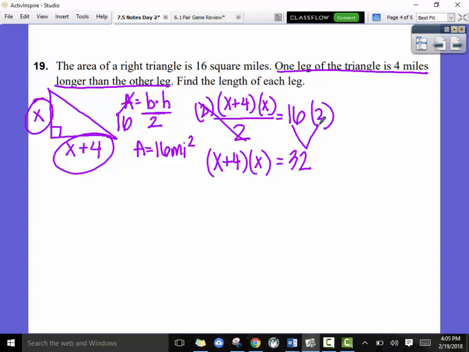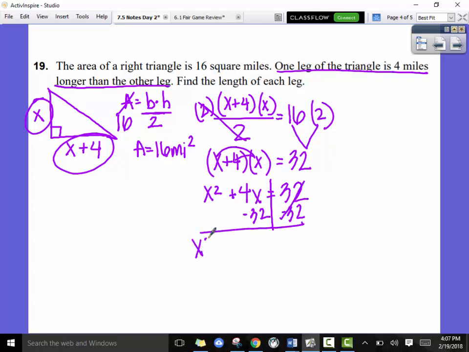Okay, and this kind of looks like something in standard form. If first I go ahead and distribute this, I'll get x squared plus 4x equals 32. And we're getting even closer to standard. Okay, so I have x squared plus 4x equals 32. That's almost in standard form. I need this to say equals 0. So I'm going to subtract 32 on both sides. And then I have x squared plus 4x minus 32 equals 0.